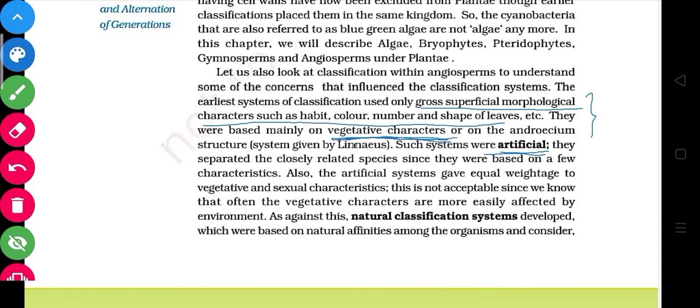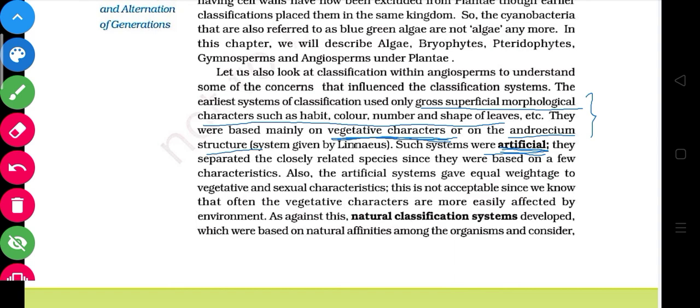What are vegetative characters? When we consider a plant, it has vegetative as well as reproductive characters. Vegetative means the characteristic features of the shoot system, root system, etc. come under vegetative characters. The second one I mentioned was reproductive characters. So here, it is based on either vegetative characters or reproductive characters like the androecium structure, that is, it is based on one or a few number of characters only. That is the specialty of this artificial system of classification.